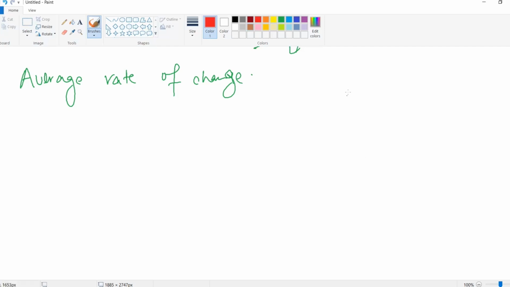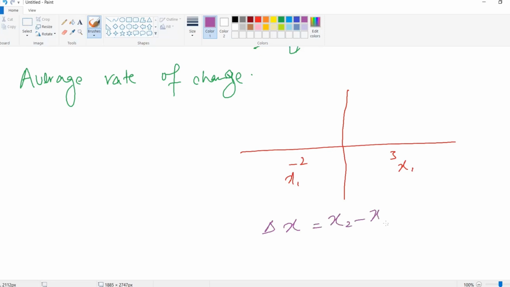So for example, if this is the graph, let's say this is 3, this is -2. If this is x1 and this is x2, how will you find del x? It's going to be x2 minus x1, which is 3 minus -2, which is going to be 5. So this is the average difference. Did you get it?